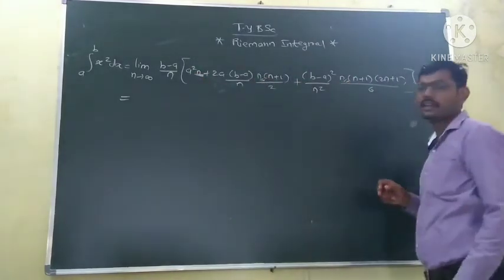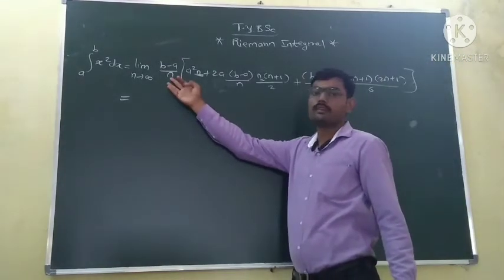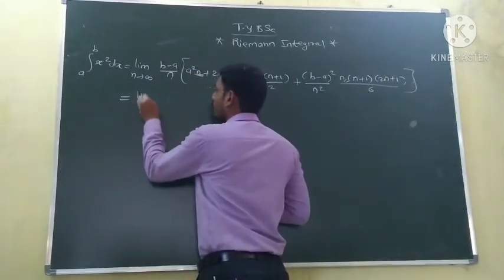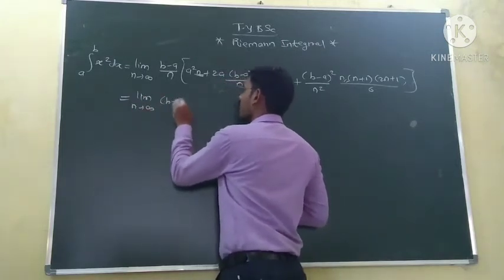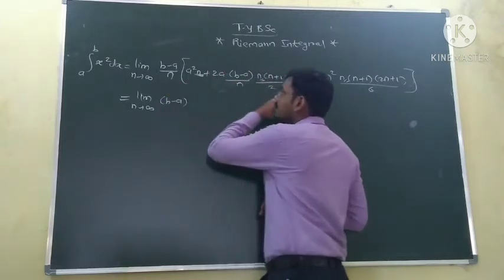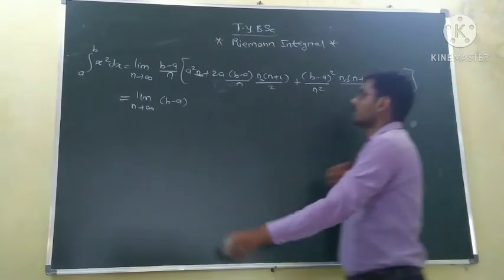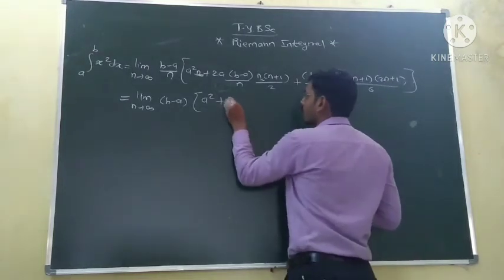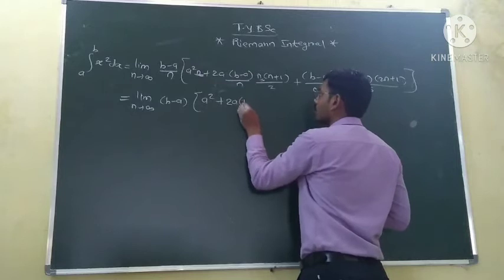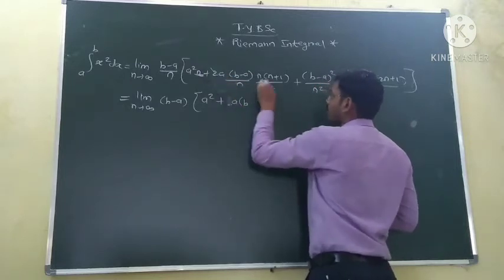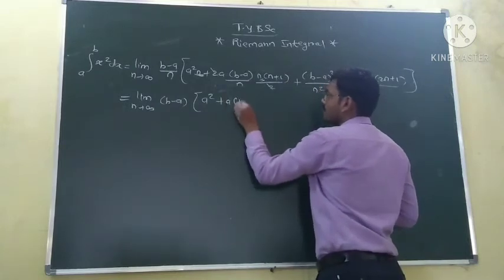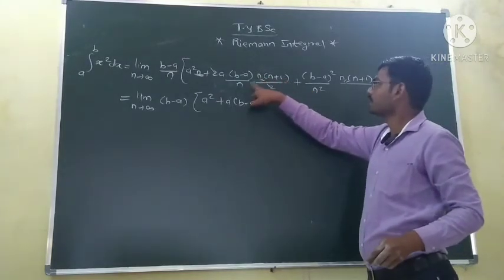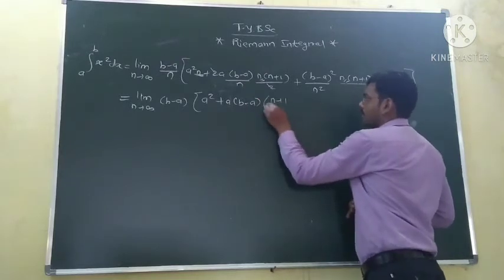So this n and this n will get cancelled, because this n will be in division with each term. So we can write this as limit n tends to infinity, b minus a as it is. We have taken n inside, so this n and this n get cancelled. So in the bracket here remains only a square plus, here we can write twice a into, now these two will cancel, so here a into (b minus a) into (n plus 1). This n already got cancelled. So (n plus 1) upon n.